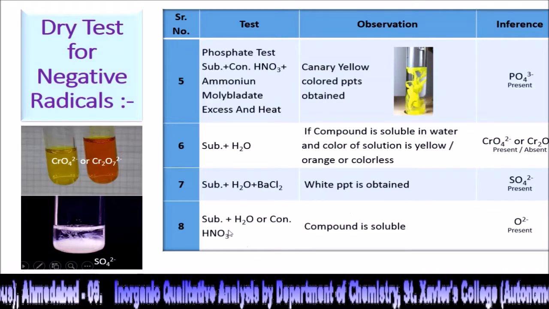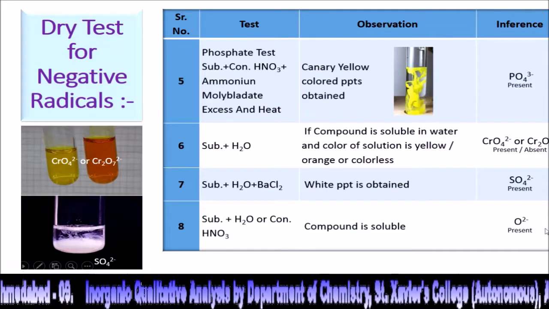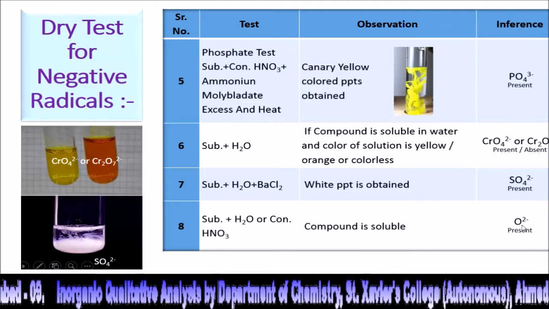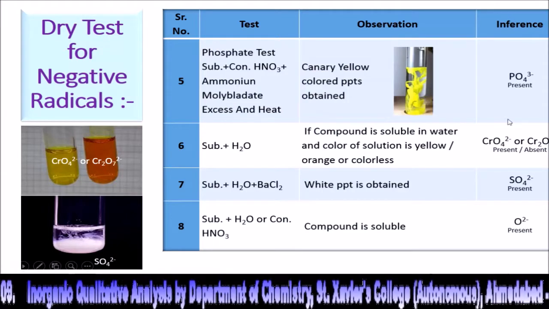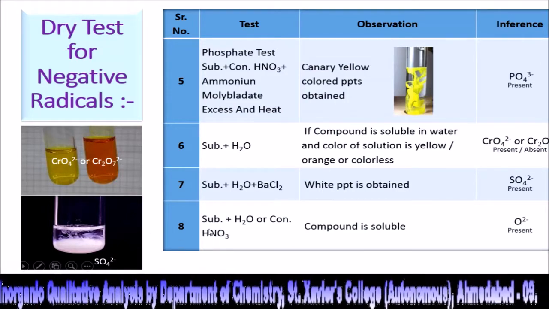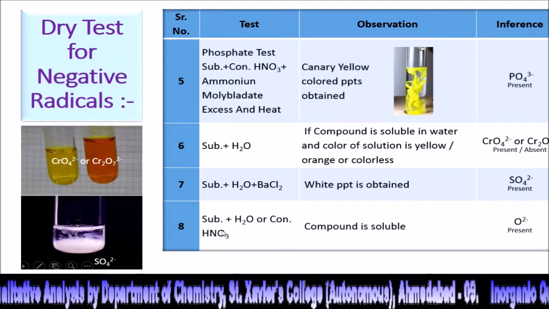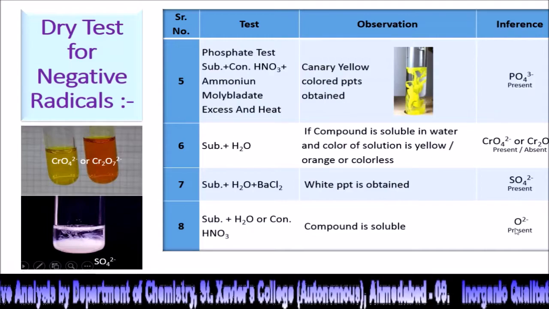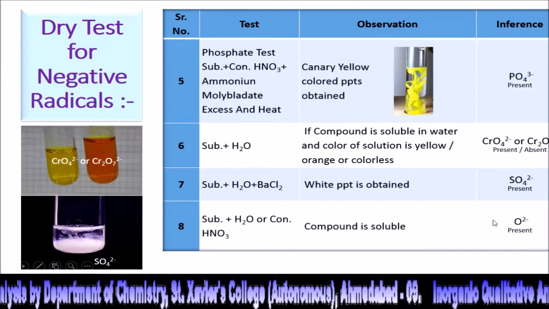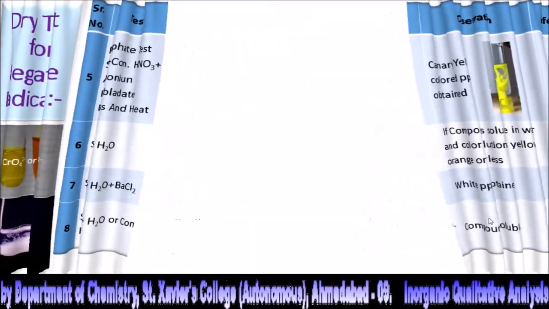And if you have oxide, which is an insoluble amorphous compound, and if you don't get any radical from the above tests, you may say that the compound contains oxide. And for that, substance plus H2O plus concentrated HNO3, if the compound gets soluble, you may say that the compound contains oxide.